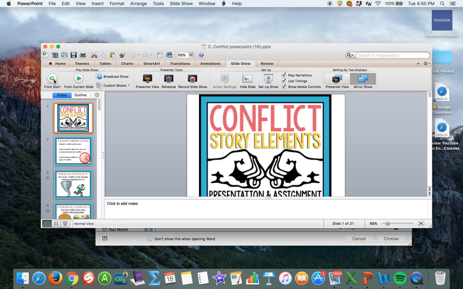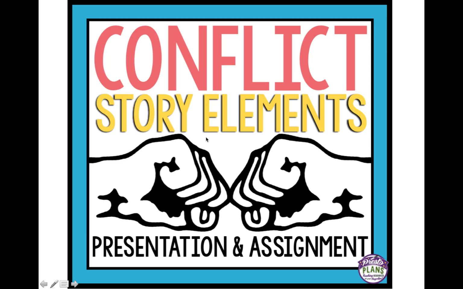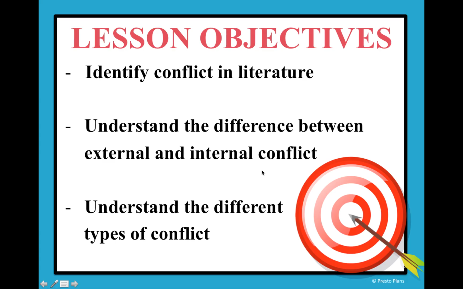Today, we are going to talk about conflict. Our lesson objectives are going to be to identify conflict in literature. The way we're going to do that is we're going to talk about conflict today, and then we are going to read The Elevator by William Slater.